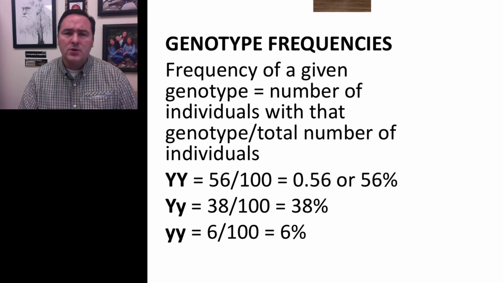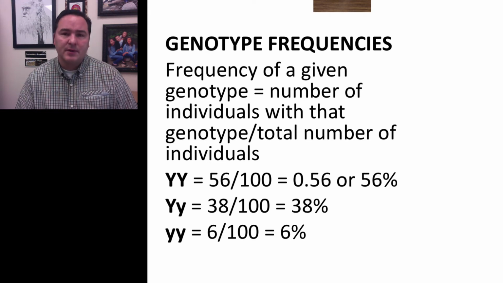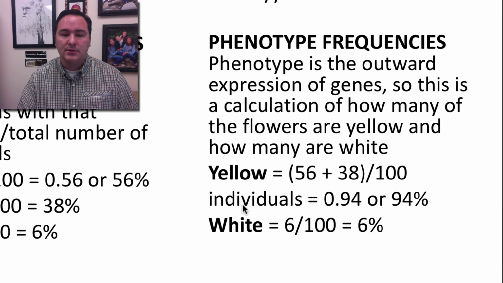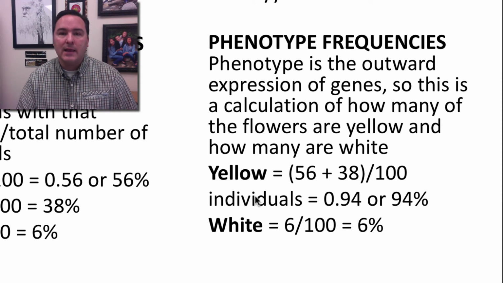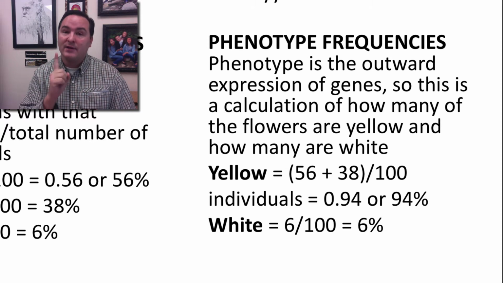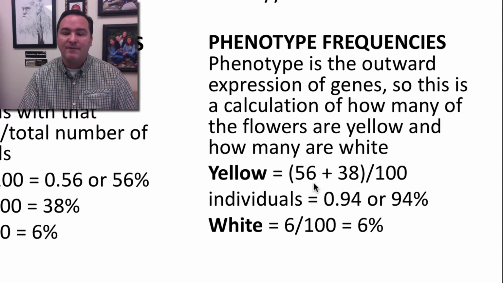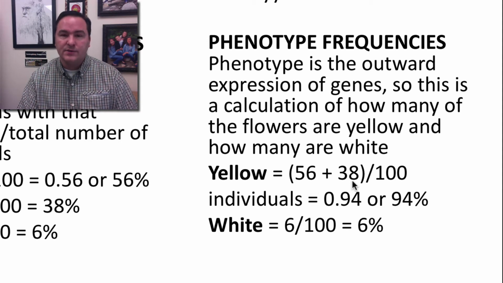I can also ask, what are the phenotypic frequencies of this sampled population? To do this, I simply ask, how many of the individuals are yellow? In order to be yellow, remember, you have to have at least one dominant big Y allele. So I need to add the 56 individuals that are big Y, plus the 38 individuals that are big Y, little y, and divide that by 100, and that gives me a 0.94 frequency, or 94%.